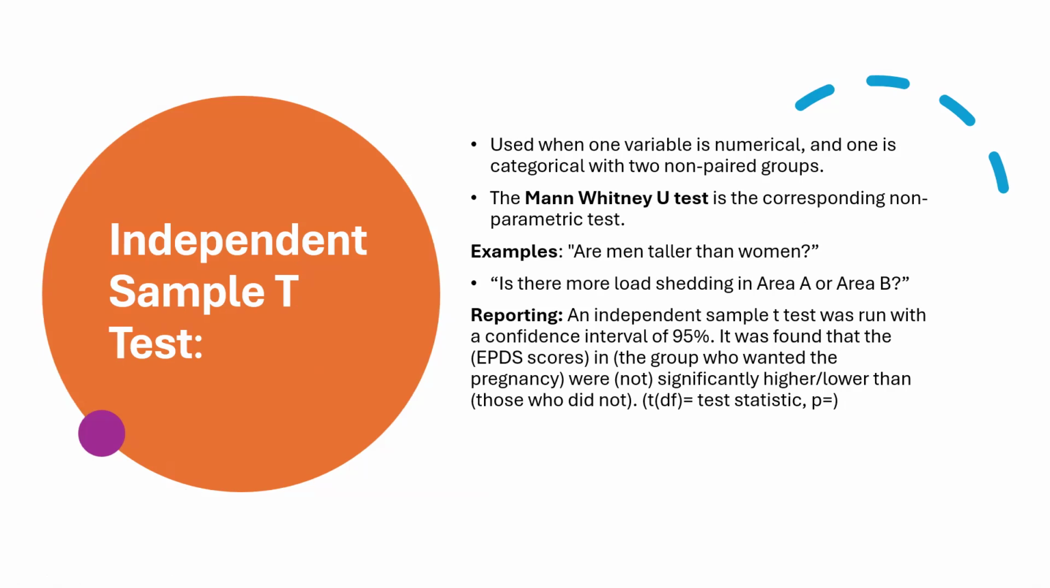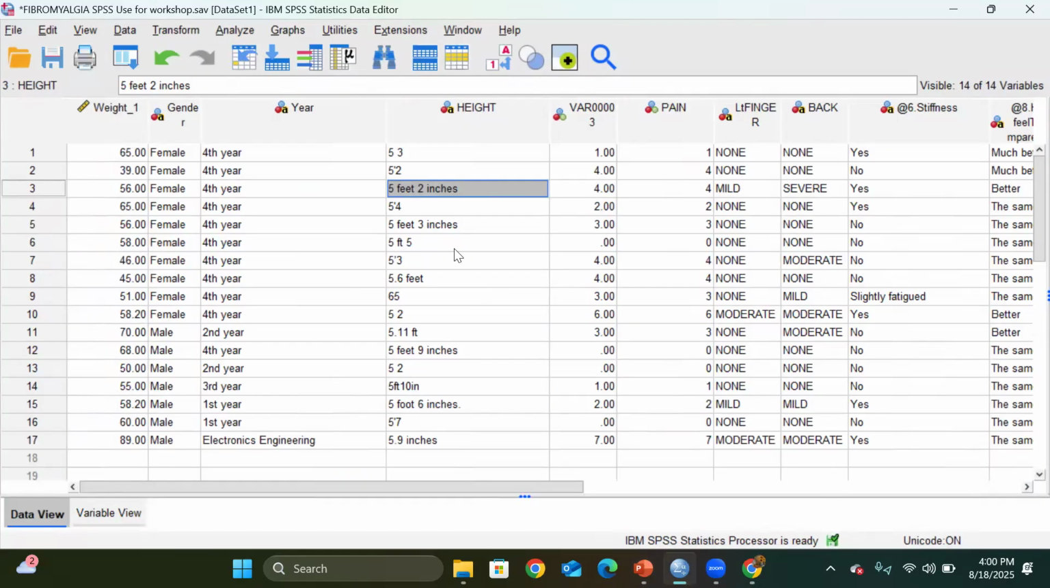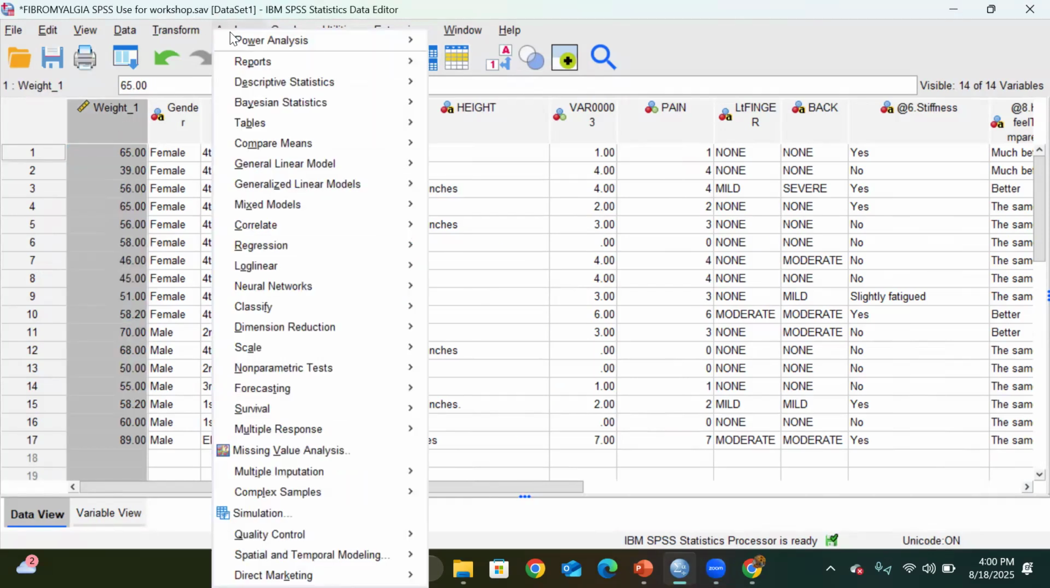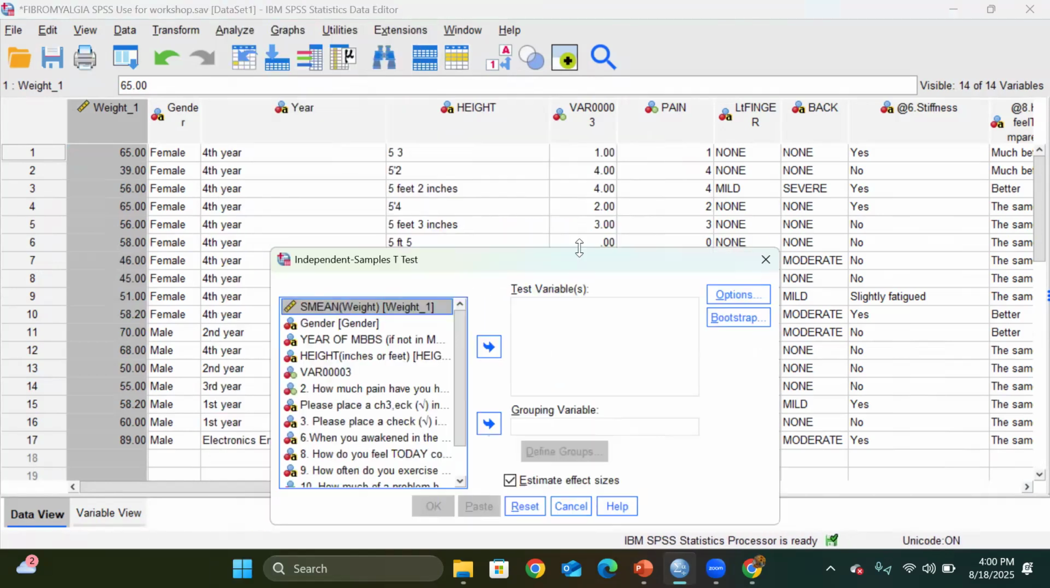And how will we report this? We will just report this. An independent sample t-test was run. It was found that the scores in one group were not significant as compared to the other, and stuff like that. Let me just do it. So we are once again back with our Analyze, Compare Means, Independent Sample t-test.